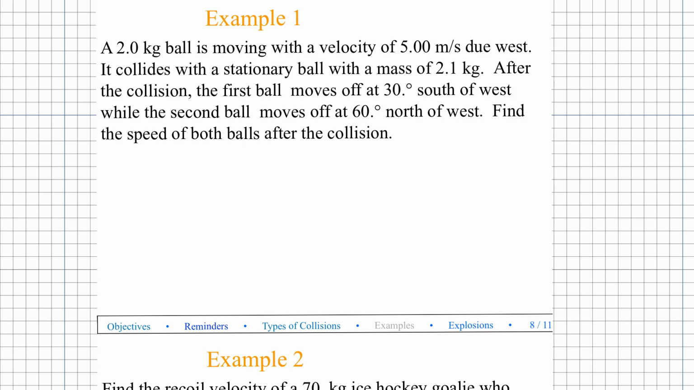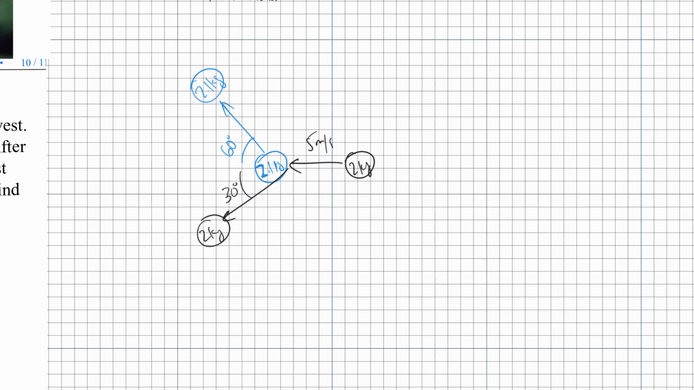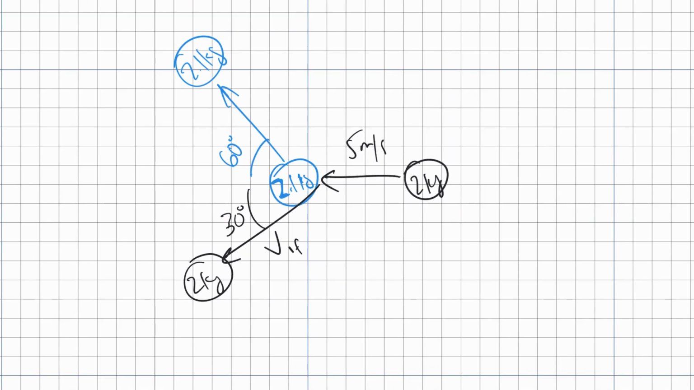Find the speed of both balls after the collision. So here's our collision, and we are going to try to figure out the velocities of each of these balls. What we're looking for is velocity. We'll call this V1F, after the collision, and right here, this will be V2F after the collision. V1I is 5 meters per second, technically negative. And the 2.1 kilogram ball is not moving at all, so its V2I is 0 meters per second.